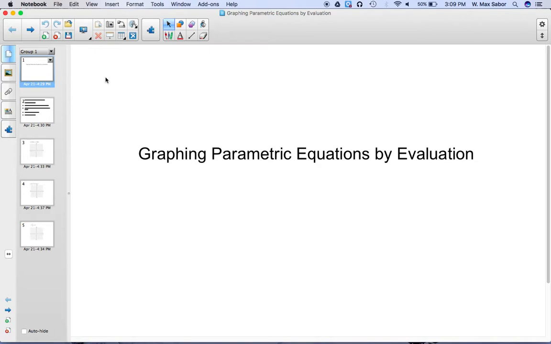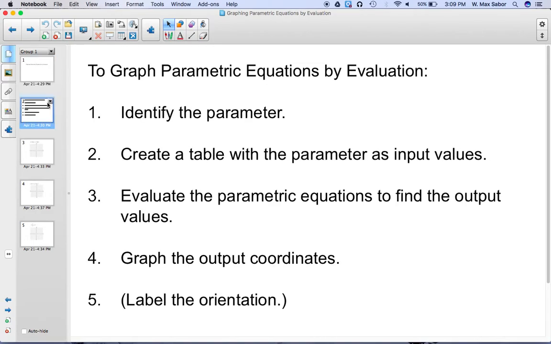How do we graph parametric equations by evaluating? There are other methods of graphing parametric equations, but this is going to be the simplest one, although not always the fastest. So to graph parametric equations by evaluation, you're going to first identify what is the parameter.